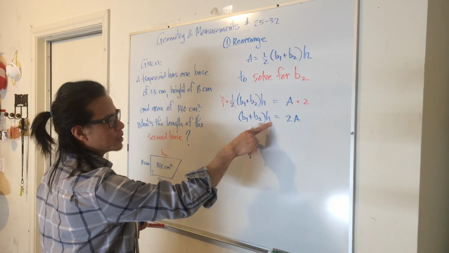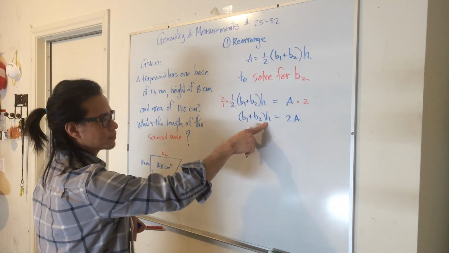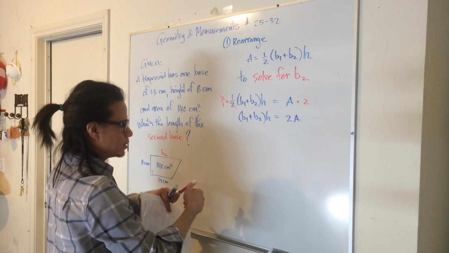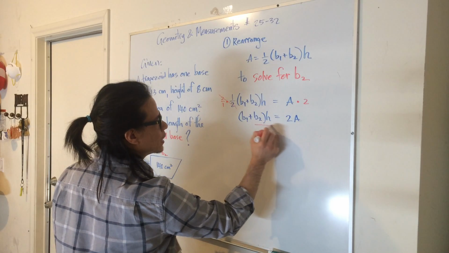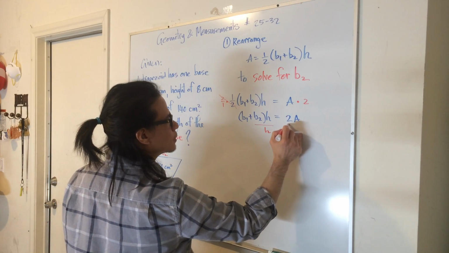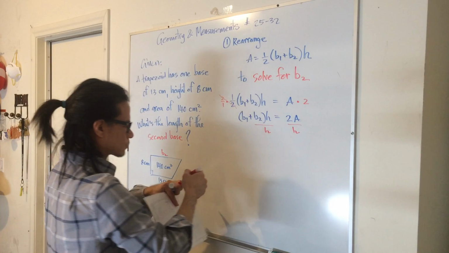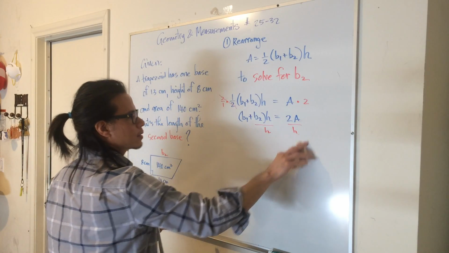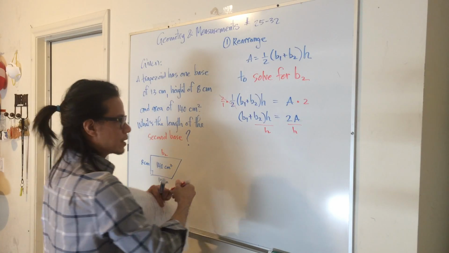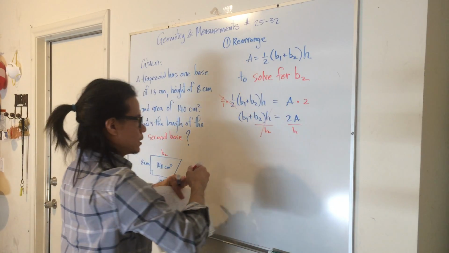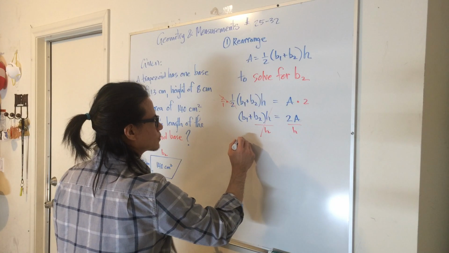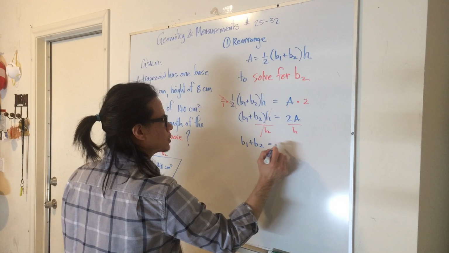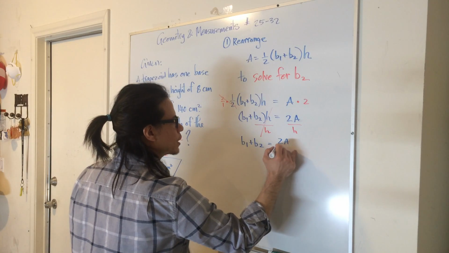Okay, so let's get rid of the H. Here you have this times H. So to undo it, we need to divide by H. So H cancels. B1 plus B2 is equal to 2A over H.